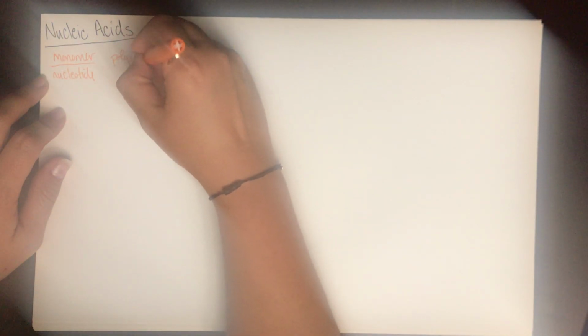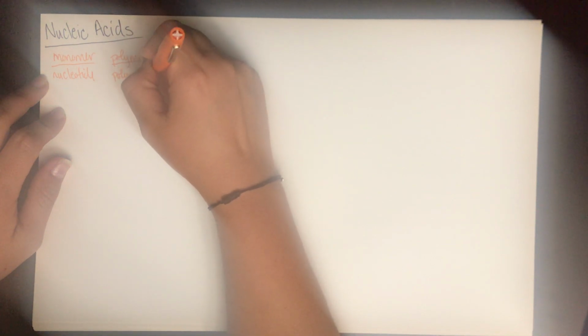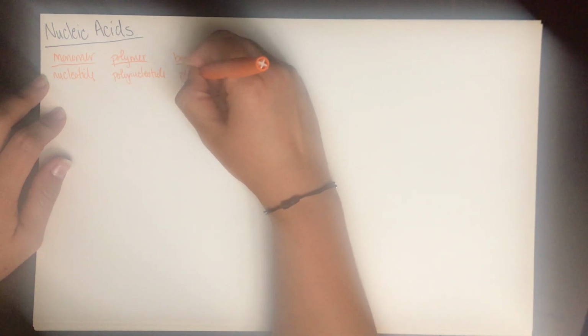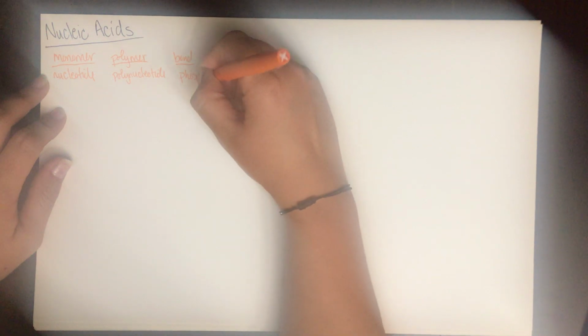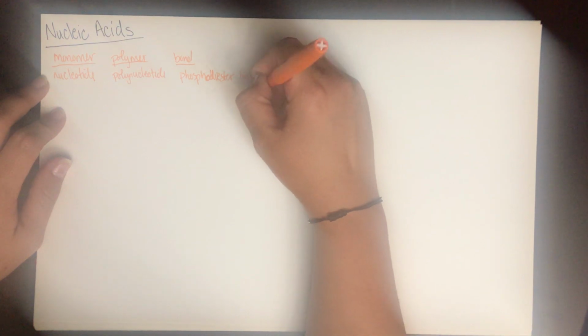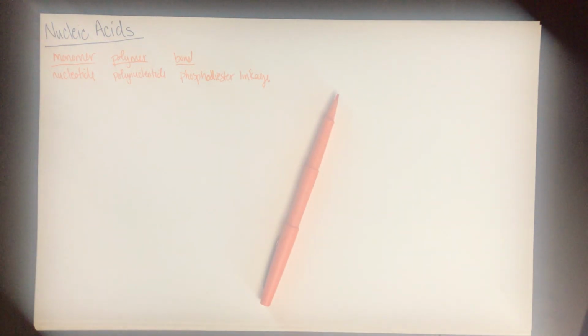So nucleic acids, if we go back to the table that we started out with, the monomer form is called a nucleotide. The polymer is called a polynucleotide. And the bond is called a phosphodiester, and it's usually called a linkage, which is just another word for bond.